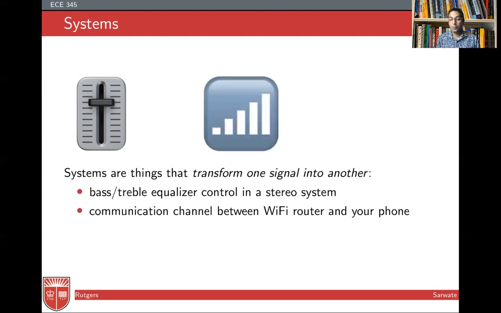If you want to think about a communication system, the communication channel between the Wi-Fi router, for example, and your phone has complicated physics of electromagnetic waves bouncing off of things. You don't want to go into all of Maxwell's equations, but you can try to model it as a relatively simple input-output relationship, where the input is what's being sent out by the router, and your output is what you receive at your phone. That's a communication channel, and that can also be thought of as a system.